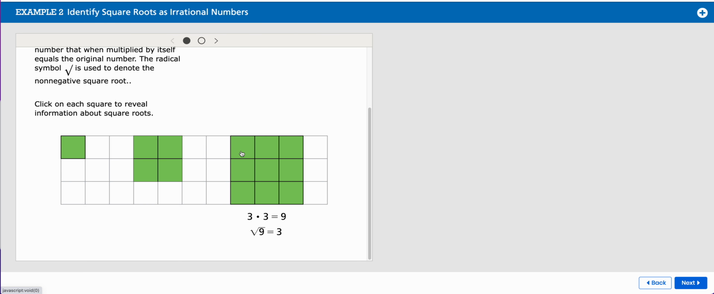So now, think about this. Are there more perfect square numbers, or are there more not perfect square numbers?